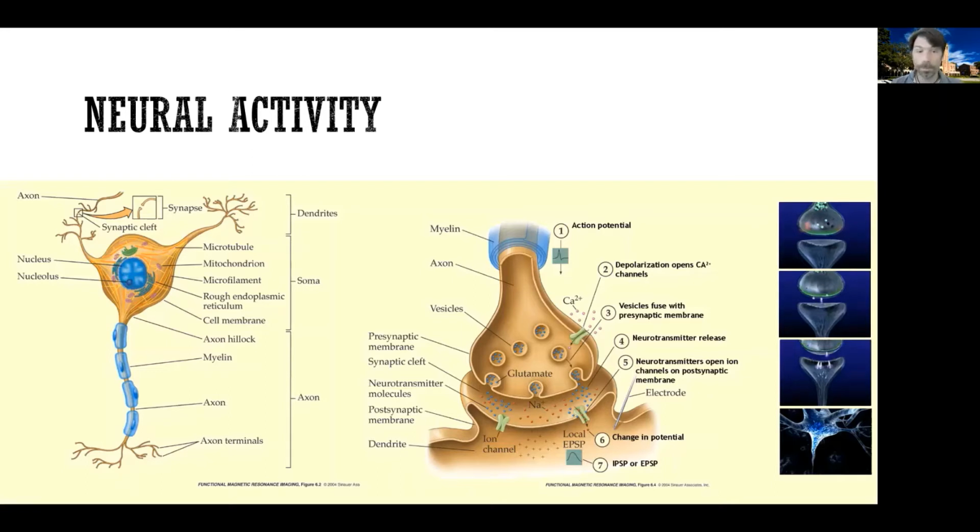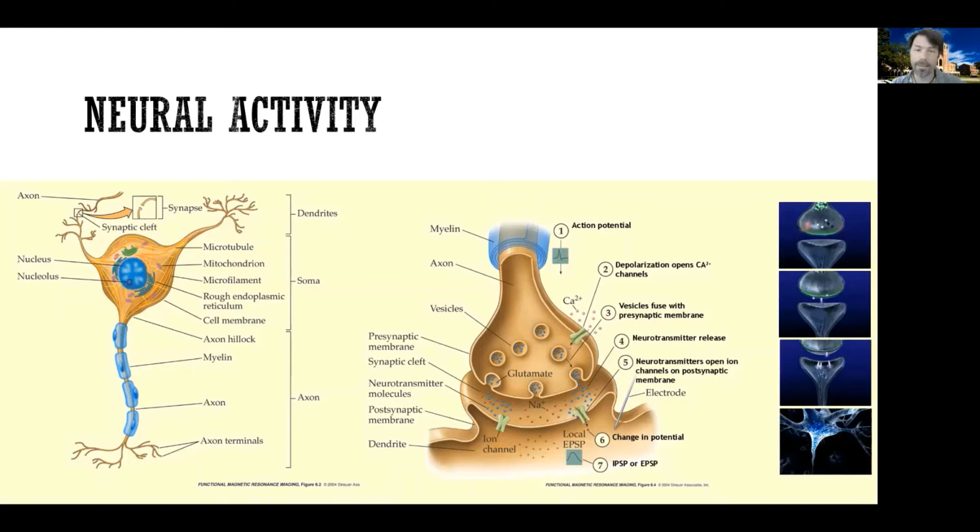It could lead to opening of so-called ionotropic channels, so channels that allow ions to move inside the membrane. They could bind to proteins that cause ions to leave the membrane and hyperpolarize the cell, or they could simply bind to so-called metabotropic proteins that simply cause a secondary cascade of events inside the postsynaptic neuron.